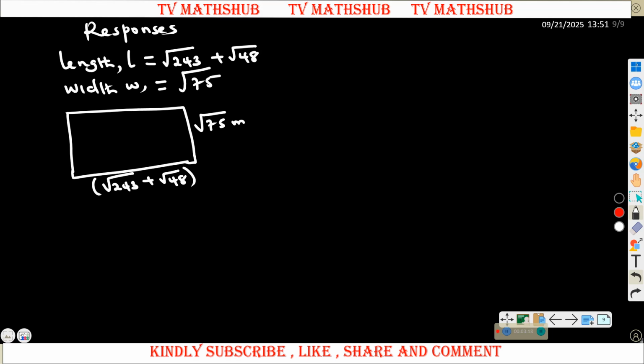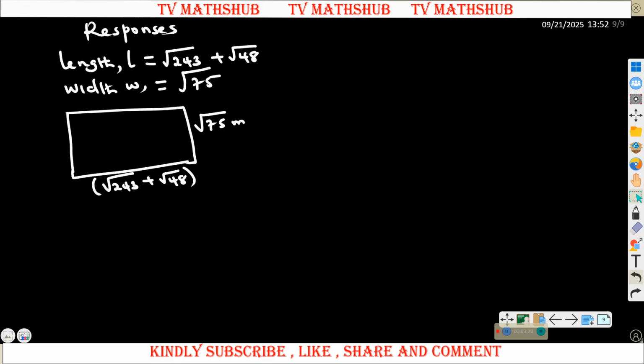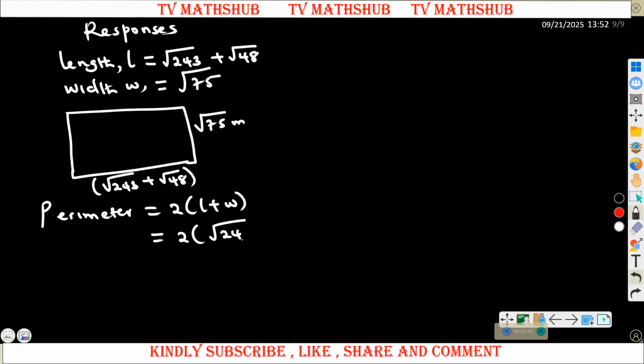So the first task is to determine the perimeter of this field and to make sure that we simplify our answer to the simplest surd form. So what is the perimeter of a rectangular piece of land? In other words, what is the perimeter of a rectangle? So perimeter of a rectangle is same as 2 into length plus width, and this is same as 2 into what is the length, square root of 243. What is width? Width is that, so this is plus square root of 48. Then we are adding there width, which is the square root of 75.